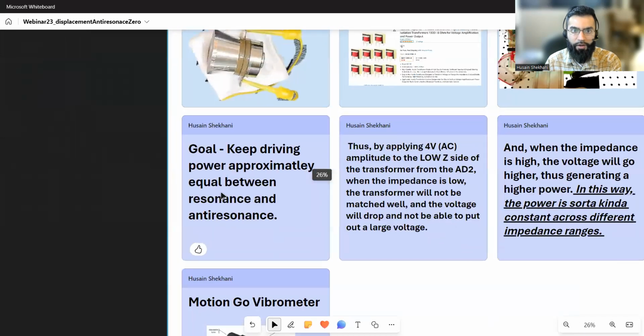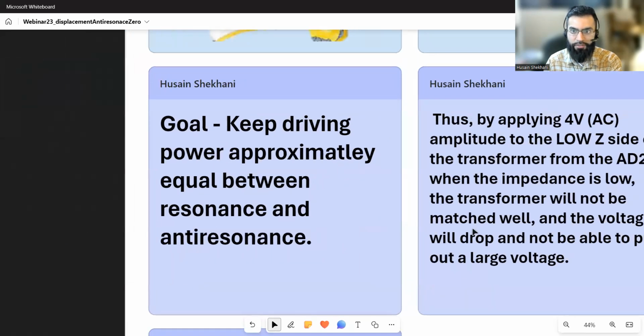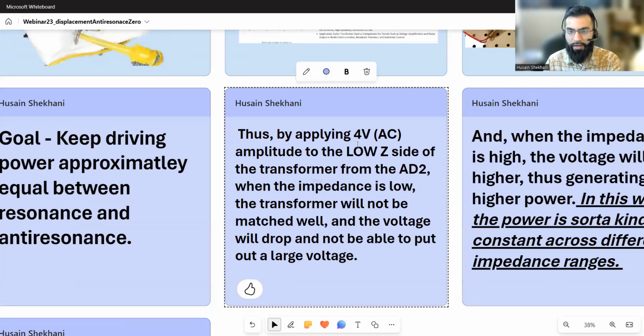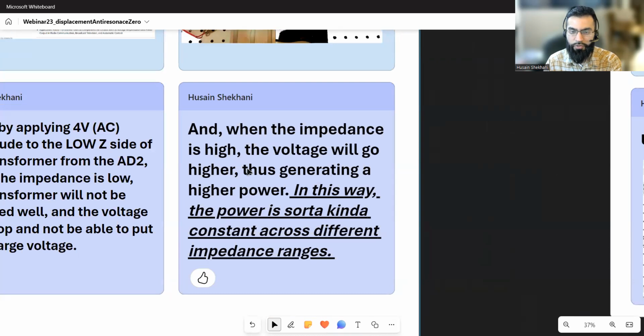So the goal, again, is keeping power approximately equal between resonance and anti-resonance. Basically, I have 4 volts applied from the Analog Discovery to the transformer. And so when the impedance is high, the voltage will be allowed to get to the highest point. So if it's 4 volts, it'll be 20 volts, right? AC.